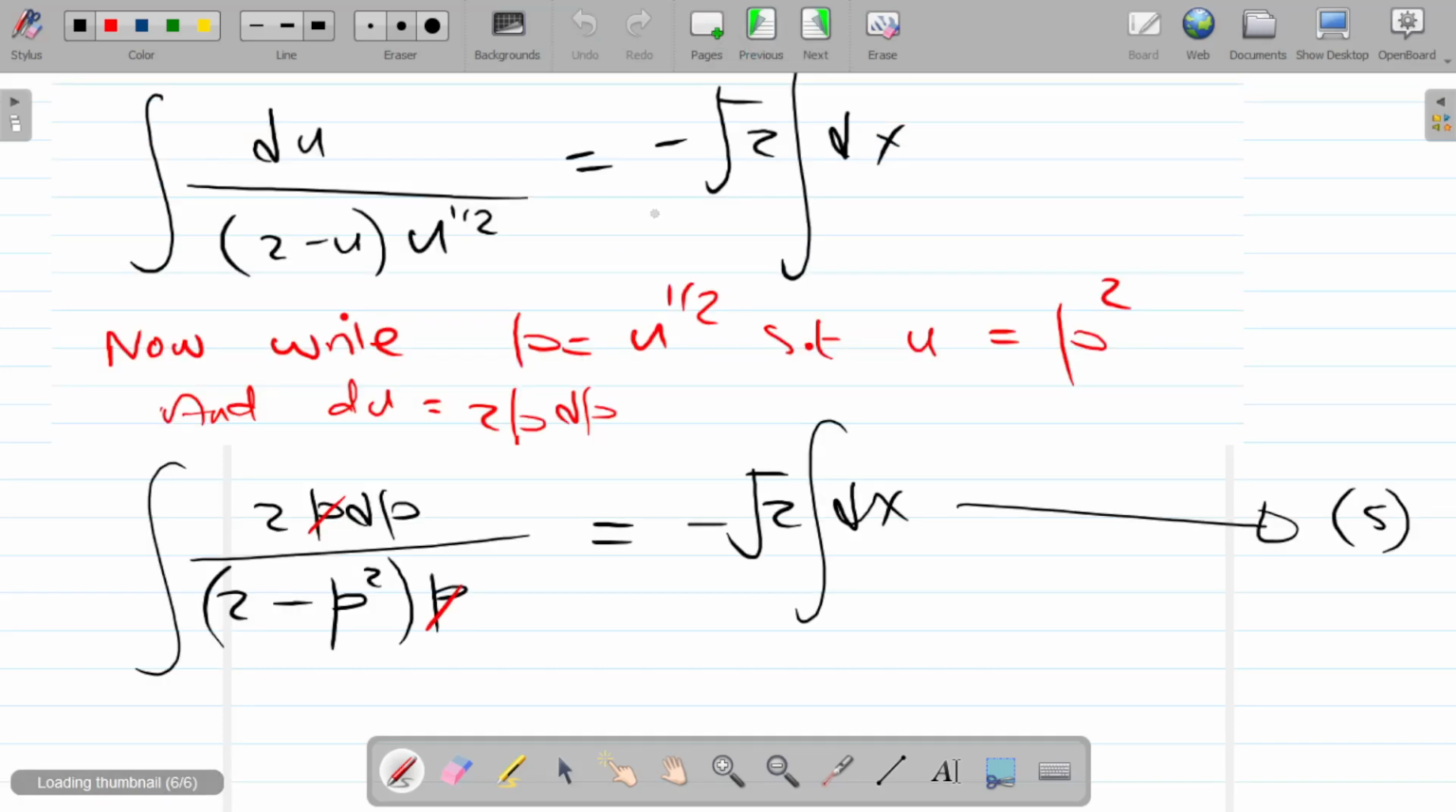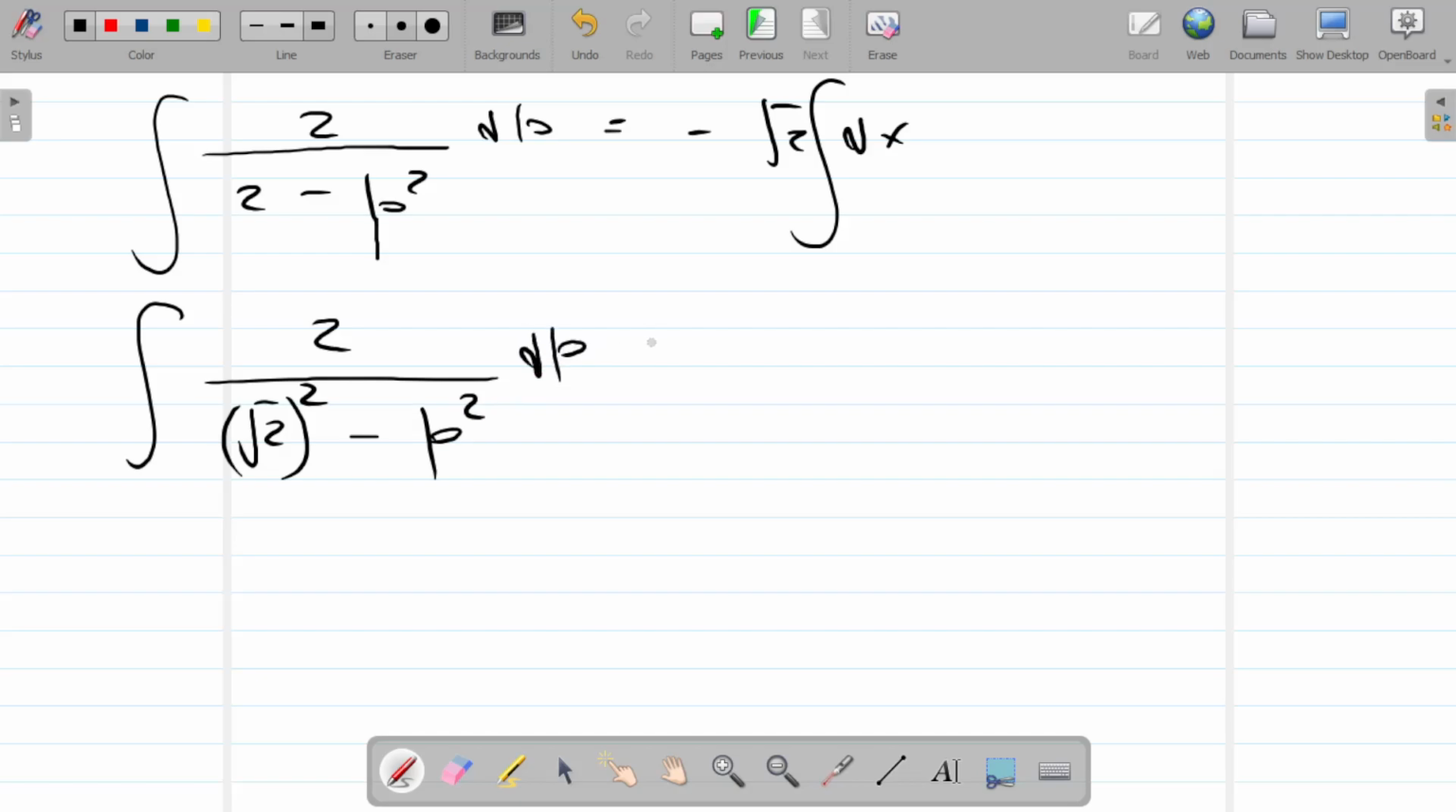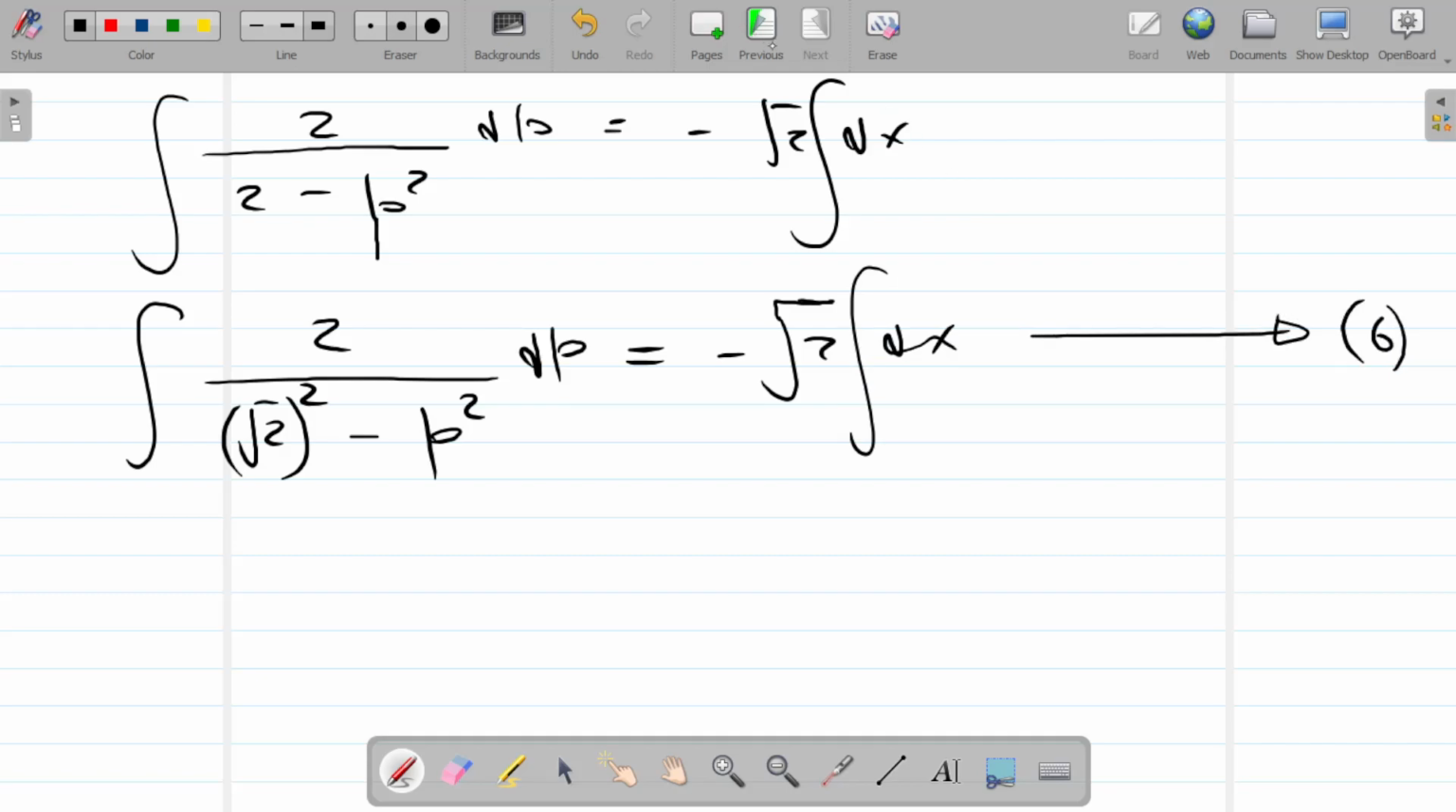So, I'm just double checking everything. Now we're going to rewrite this as 2 over the square root of 2 all squared minus p squared, and then we put the dp in there, equal to minus root 2 times the integral of dx. And I think this will be equation 6.